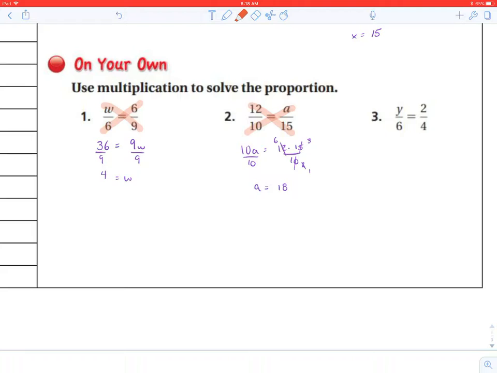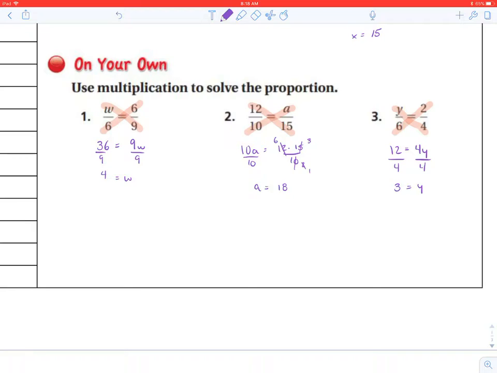Moving on to the next one. 6 times 2 is 12. 4 times y is 4y. So 12 is equal to 4y. Divide both sides by 4. And then I would get that y is equal to 3.